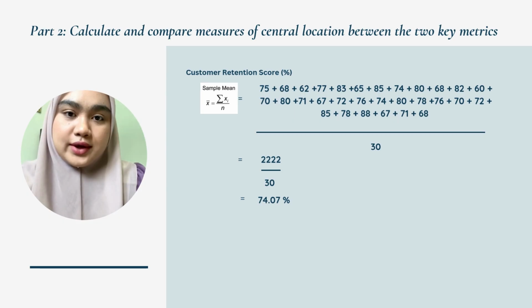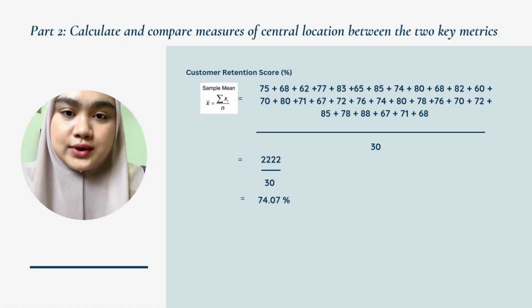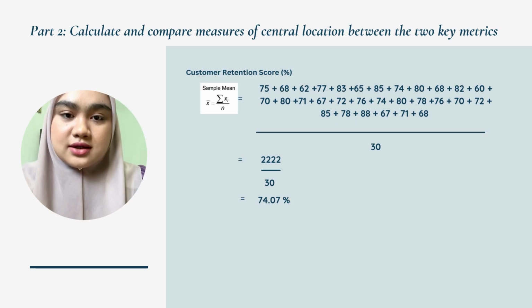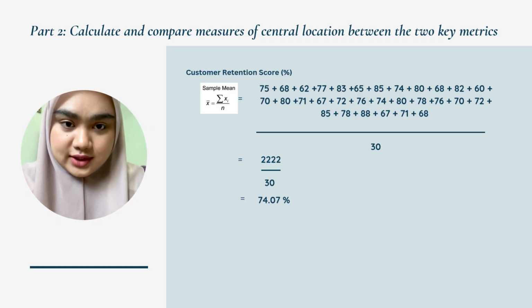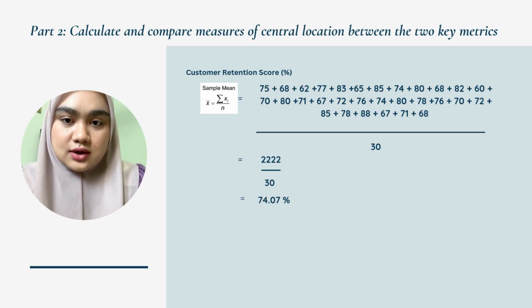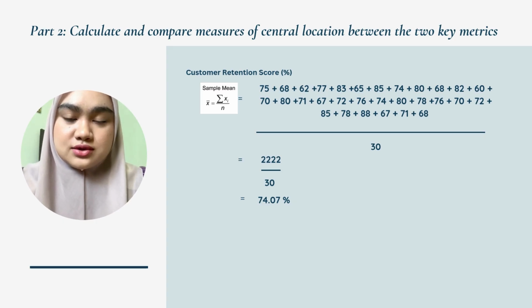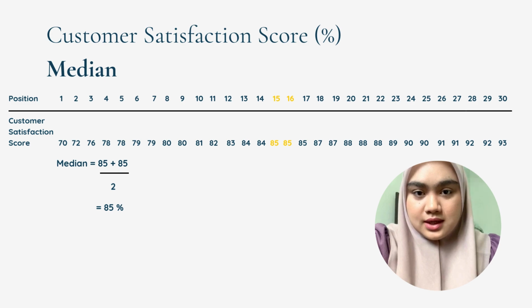On this slide, we look at the sample mean for retention scores. We apply the sample mean formula, which is the total sum of all values divided by the number of observations. Here we have 30 retention scores, and when added together, the total is 2,222. Next, we divide 2,222 by 30, which gives us an average score of 74.07%.